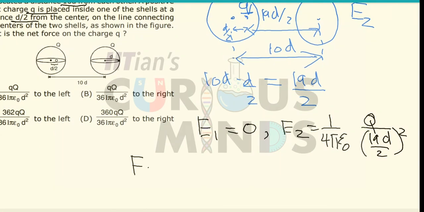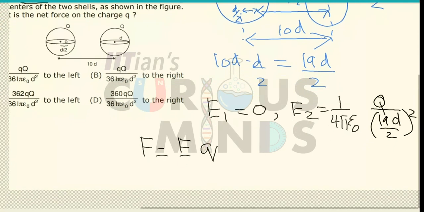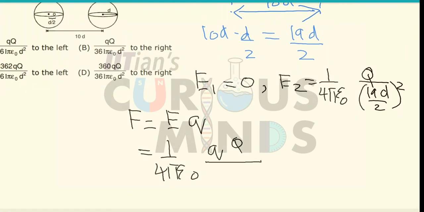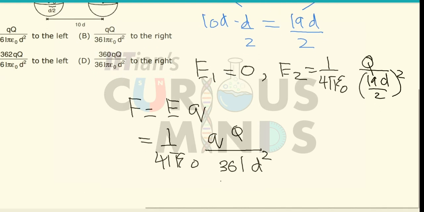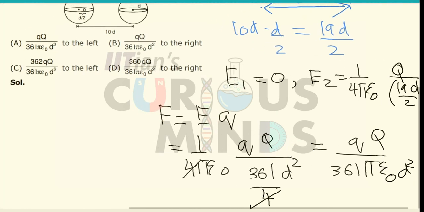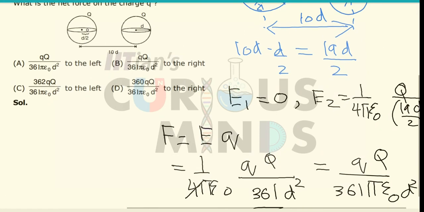Now I want to calculate the force, which will be equal to the electric field intensity into the charge. So it will be equal to 1 by 4 pi epsilon naught into small q capital Q into 4 over 19 square, which is 361, into d square. The 4 and 4 get cancelled out, so the final answer will be equal to small q capital Q divided by 361 pi epsilon naught d square.